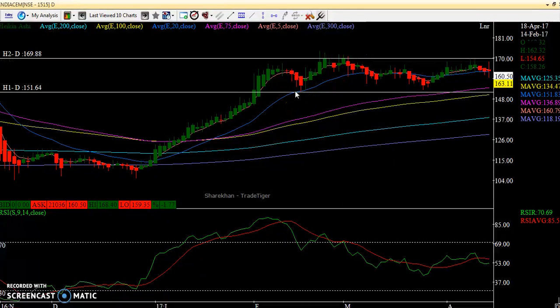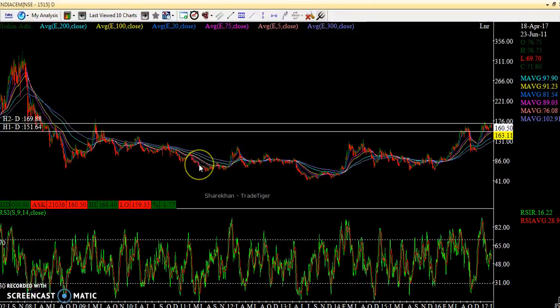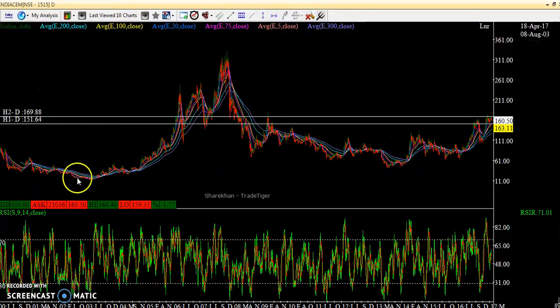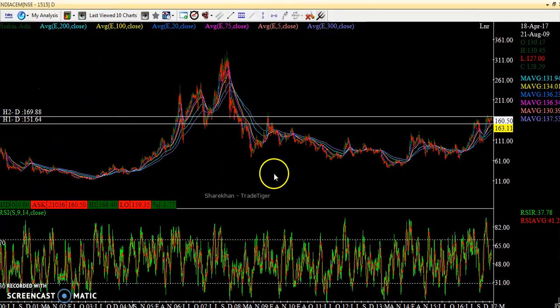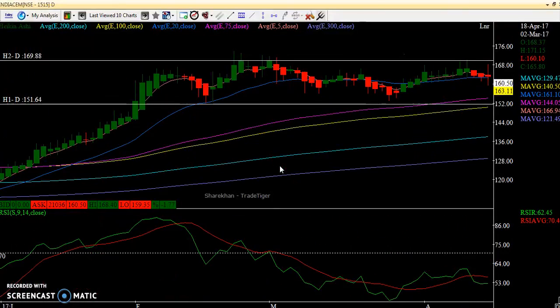So it's not a really good stock to trade, from the perspective of either long term or short term, because the stock is really trending down. If someone wants it for a very short-term trade, if someone really wants, but being an investor, I would not have invested in this particular stock.